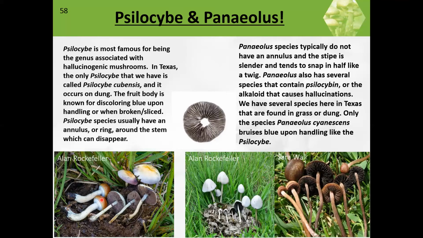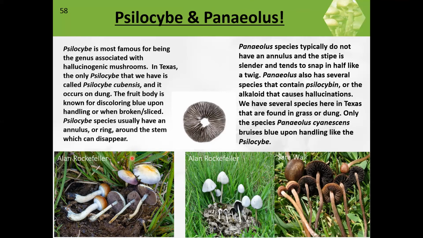So Psilocybe and Panaeolus. Psilocybe is the most famous for being a genus associated with hallucinogenic mushrooms. And in Texas, the only Psilocybe that we have is Psilocybe cubensis. The epithet cubensis, or the last part, the ensis, refers to a specific region, right? So in this terminology, they're referring to the region that surrounds Cuba. Well, it doesn't really make sense because they also find this in India. They call it Psilocybe cubensis. So you know, take that for what it's worth.